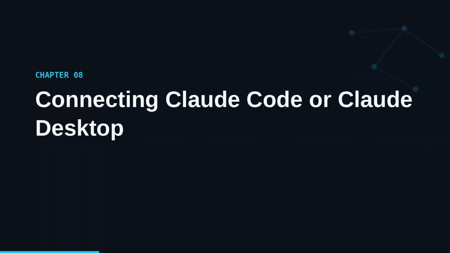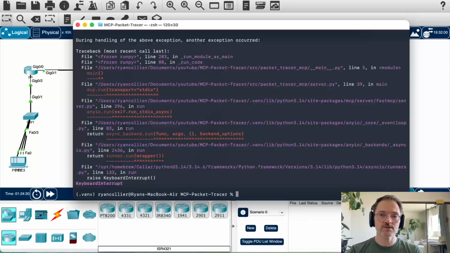So you've got two options. You can pick whichever one you want. And you could even do both if you really want to. So option A is to use Claude Code. This is what I ended up doing.